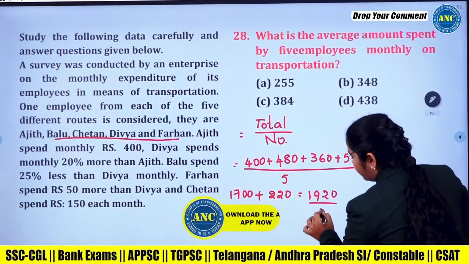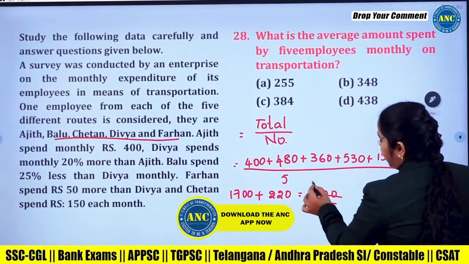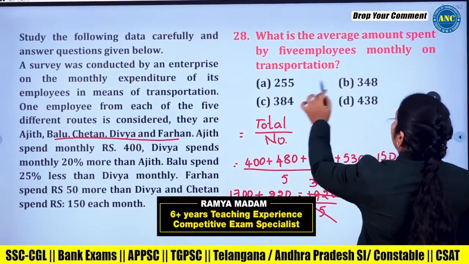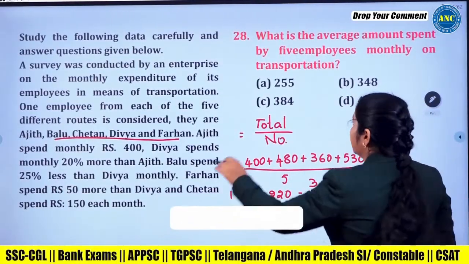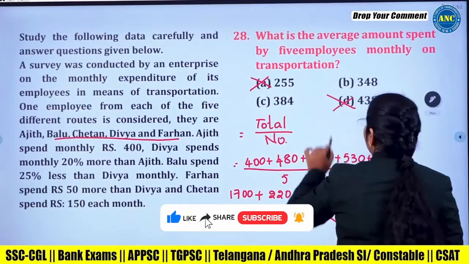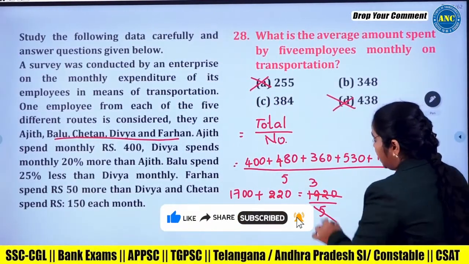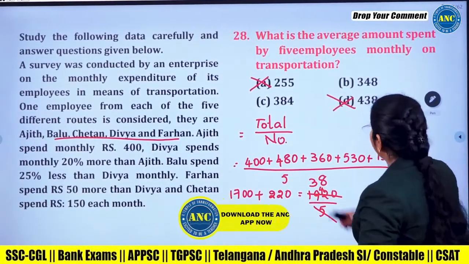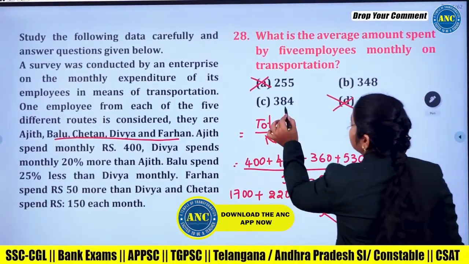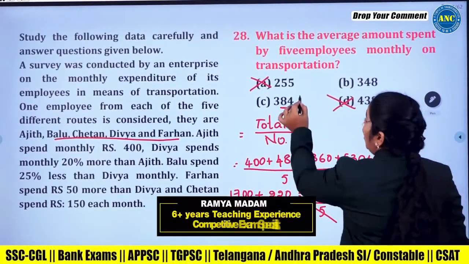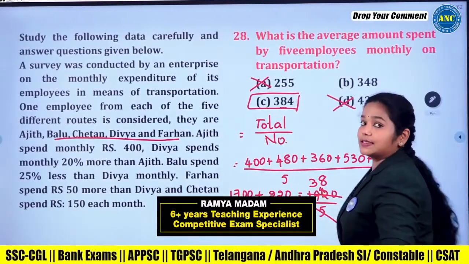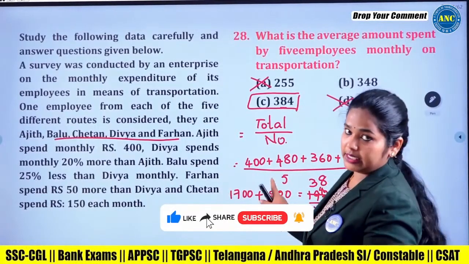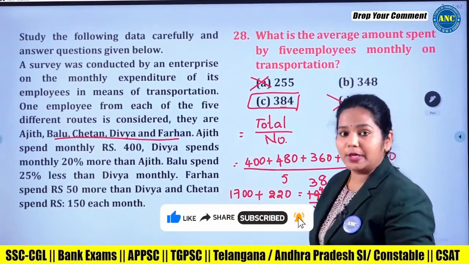1920 by 5. Okay. Now 3 times is 15. See the options, option C and option B both are starting with 3. So option A is not there, option D is not there. Cancel them off. 5 3s are 15. How much is remaining? 4 is remaining. 5 8 times is 40. See the options. Only option C is having 8 after 3. So, option C is the correct answer. Good? Yes? Clear?